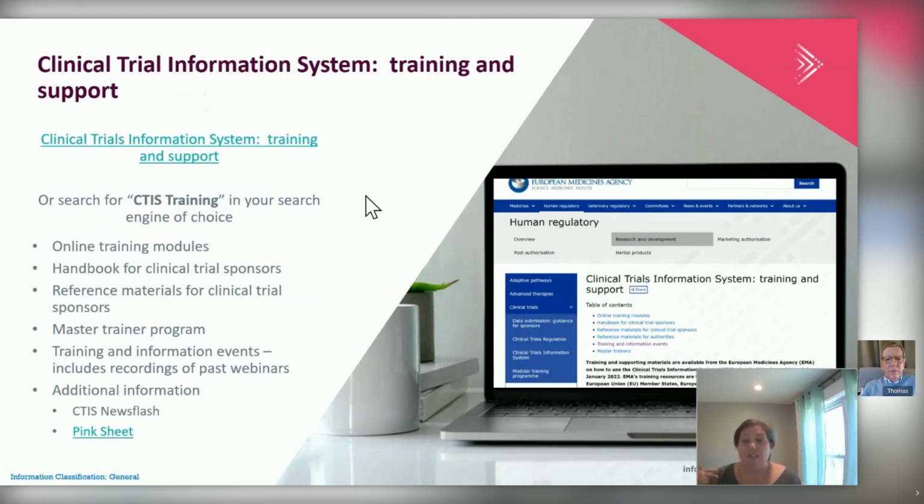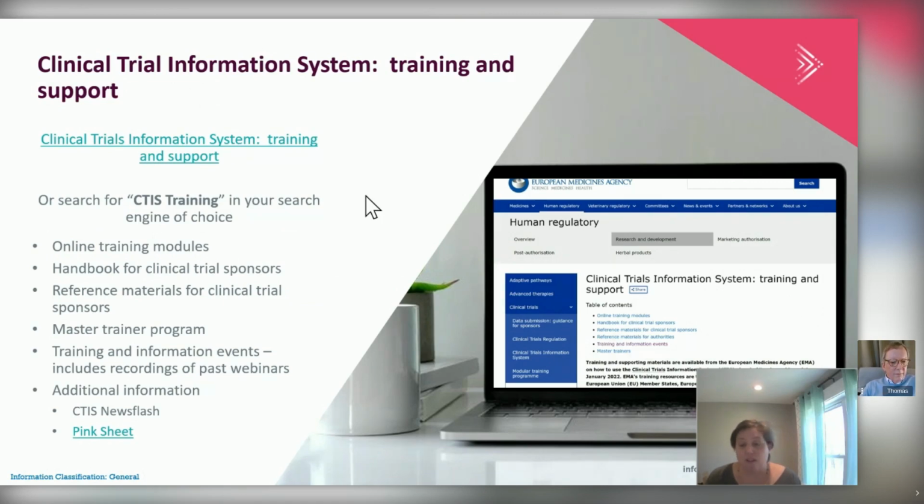There's reference materials. When Thomas was talking about an Excel document that talks about the specific information that can be deferred or not, that document is in there. Information on the Master Trainer Program, other training and information, everything can be found, I think, or almost everything can be found from this website. So it is a fantastic resource. They have really put a lot of time and effort into making this useful for everyone. And I highly, highly recommend that you visit it and bookmark it.